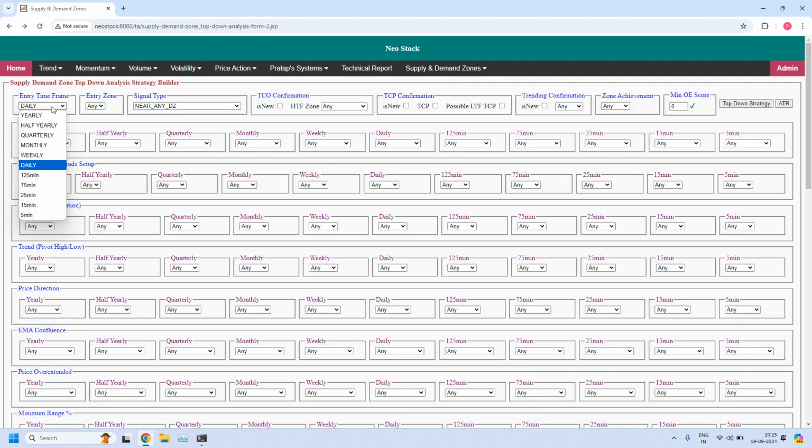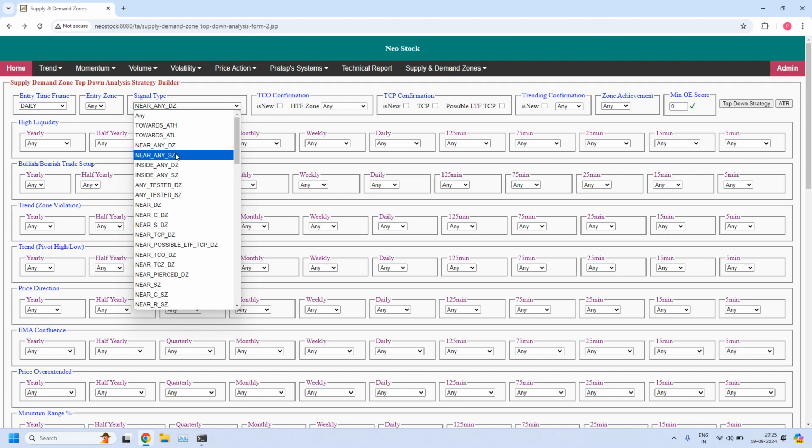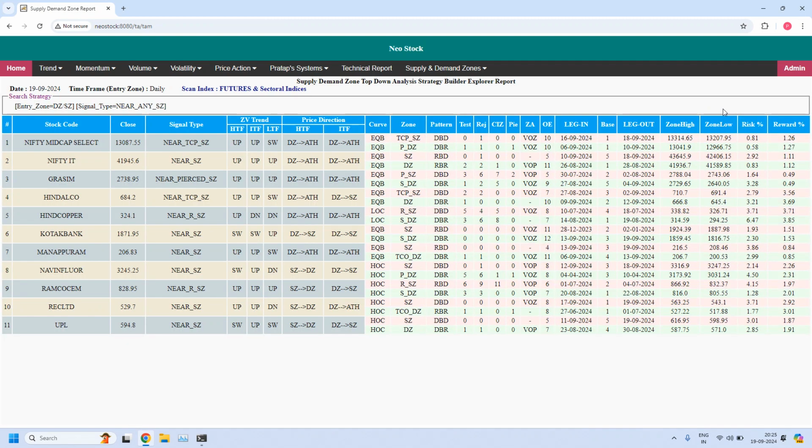Next, for daily time frame, let us find the stocks near daily supply zone. 11 stocks are filtered. Let us identify daily high liquidity supply zones from this list. First one is a NIFTY mid cap select. This is listed in F&O, so this is a high liquidity zone.